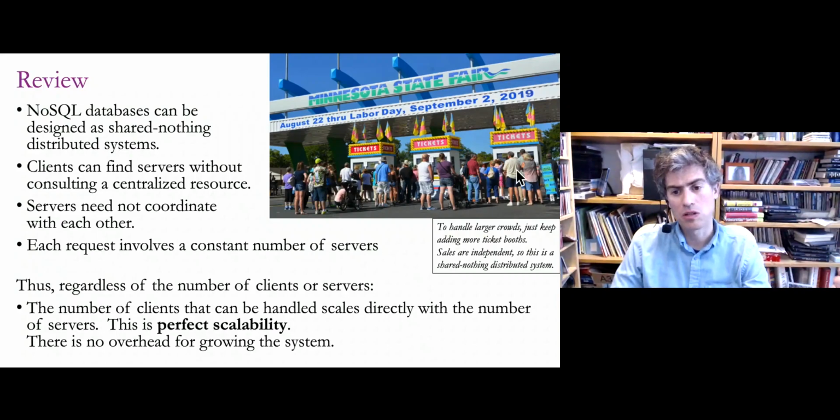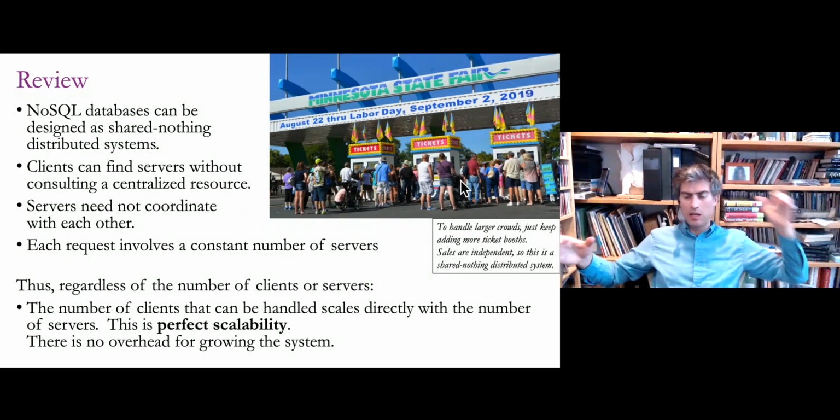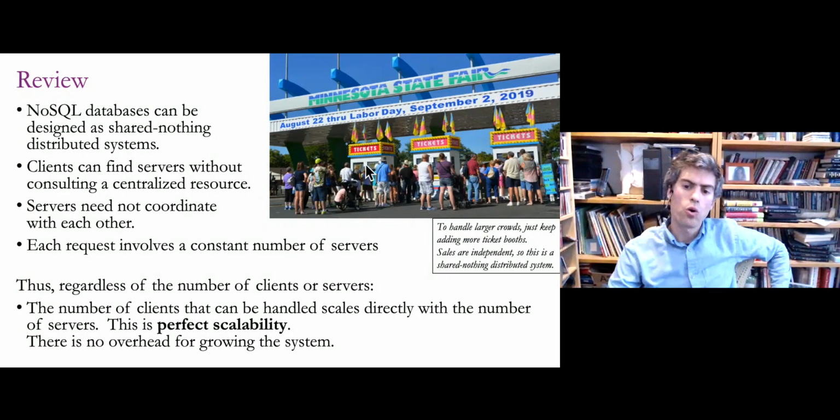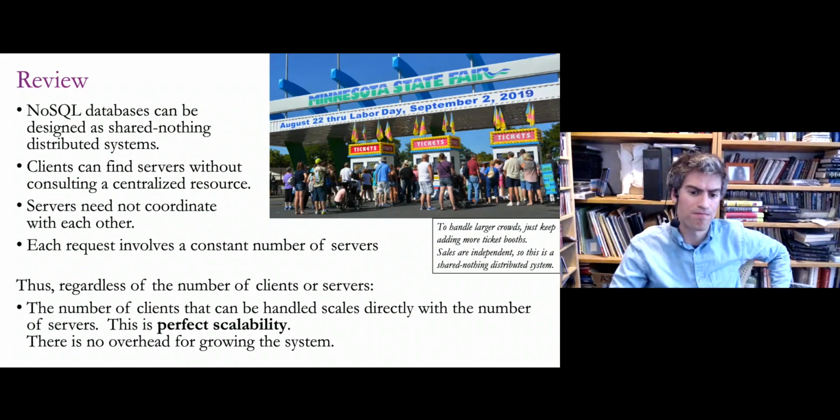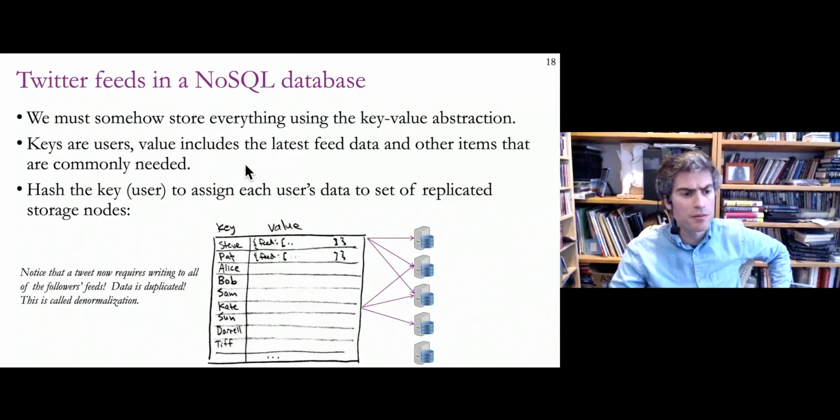The reason this works is that horizontal scaling works because there's no coordination necessary between these ticket booths. And every user that comes in can be equally served by any one of these ticket booths. And that's the same thing for these distributed shared nothing NoSQL databases. Right? So we get perfect scalability, just like the ticket sales here at the state fair. So here is how you can think of the feed database, right? The keys are the users, the values are a list of tweets.